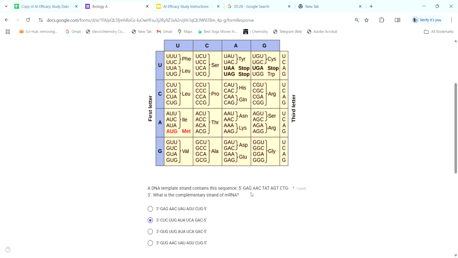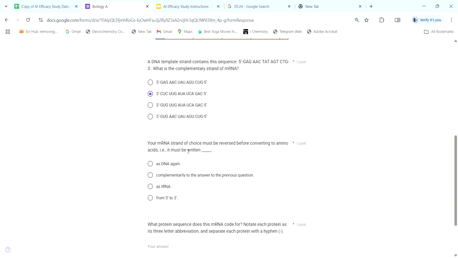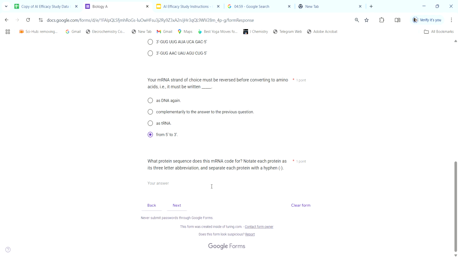Now your mRNA strand of choice must be reversed before converting to amino acid. So it must be written as DNA again, complementary to the answer to the previous question, as tRNA from 5' to 3'. As it is reversed, it will be 5' to 3'. What protein sequence does this mRNA code for? Notate each protein as its 3-letter abbreviation and separate each protein with a hyphen.